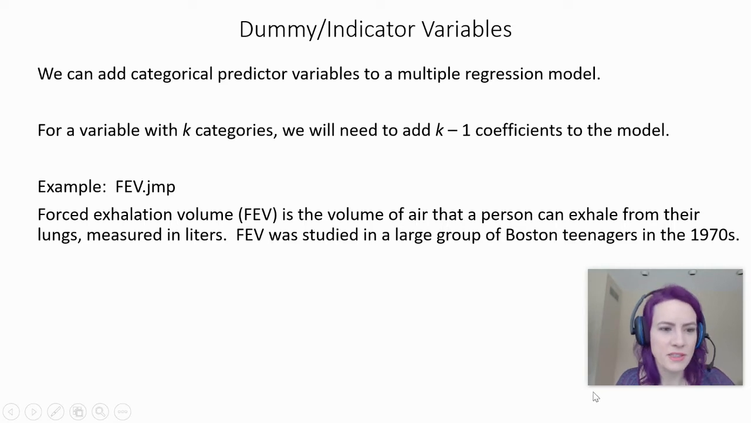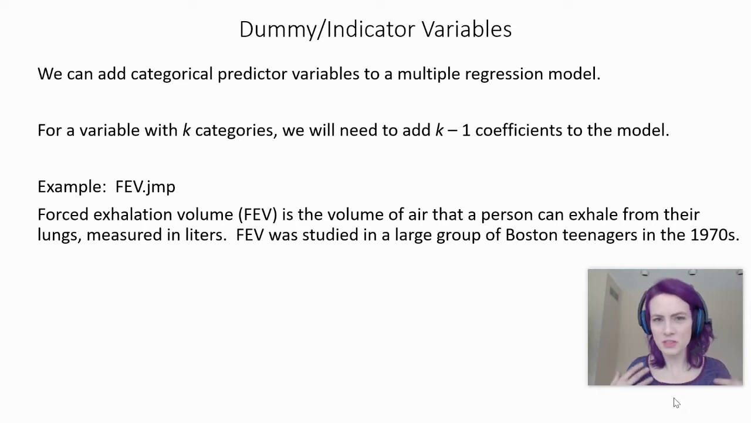All right, this data set is a new one. It's called FEV. FEV stands for forced exhalation volume. Imagine taking the deepest breath that you could and then exhaling as much air as possible. What would be the volume of that air? This trait was studied in a large group of Boston teenagers during the 1970s, and we have lots of measurements taken on them. Let's go to JMP.